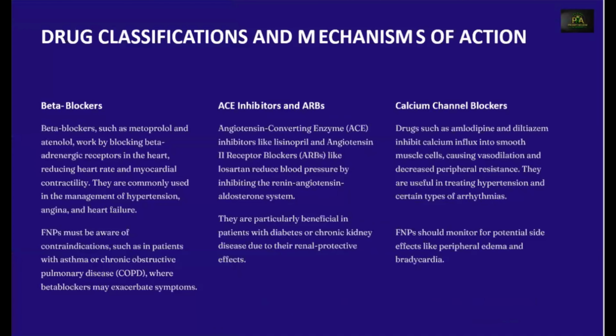So, a few things we are going to go through, and one of them is beta blockers. Beta blockers are very high yield in the exam. Examples of beta blockers are metoprolol and atenolol. So, how does this medication work? It blocks the beta adrenergic receptor in the heart, reducing heart rate and myocardial contractility. So this medication helps to reduce heart rate.